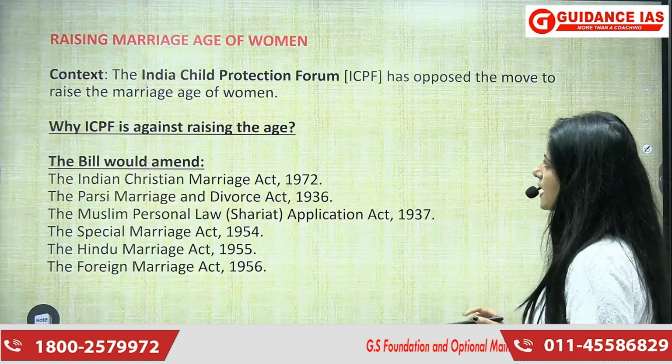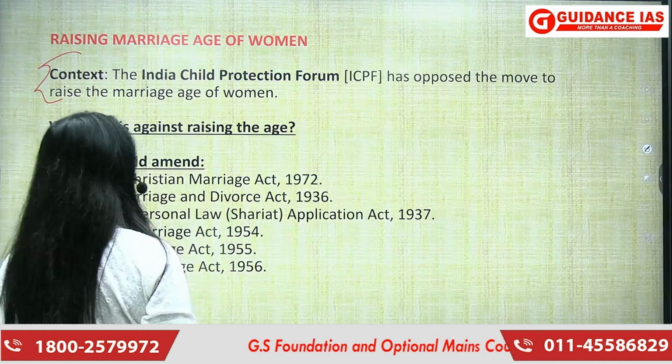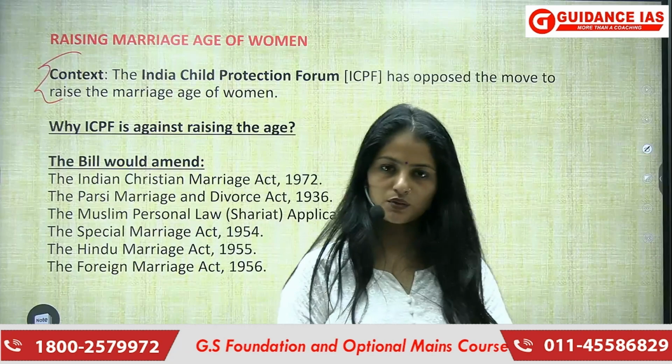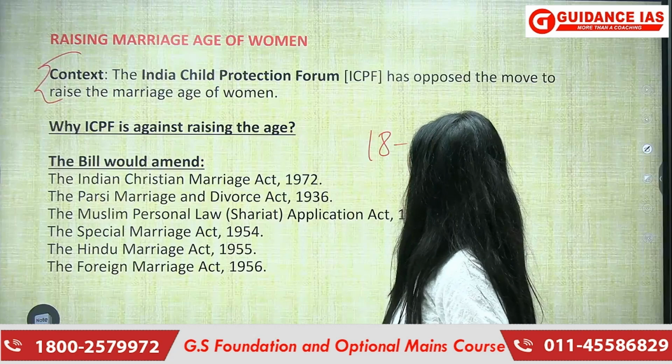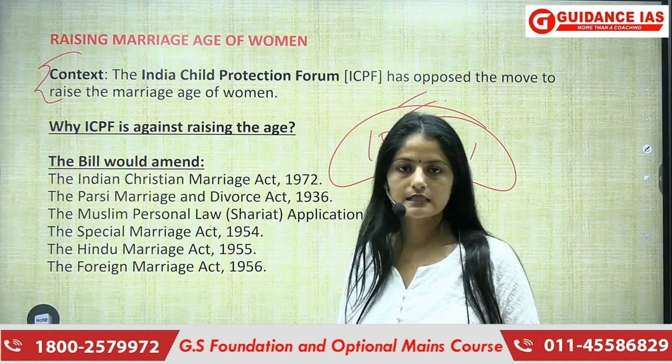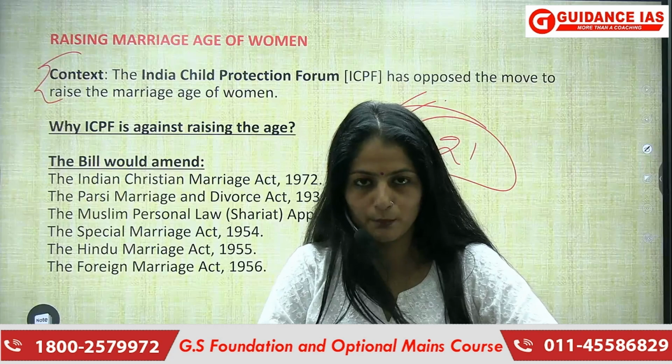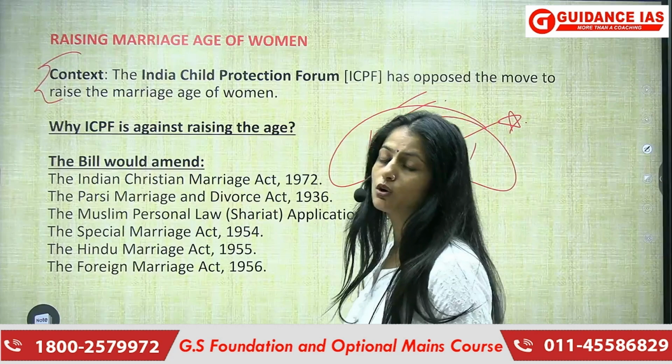Up next we have raising the marriage age of women. Recently, again, it was so much in the news, you all must have heard about it, that the government of our country is trying to raise the marriage age of a woman from 18 to 21. Presently it is 18, and we're trying to raise it to 21, equivalent to that of men, because for men too it is 21. Okay. And for that, what all do we need to do? We need to amend certain provisions.